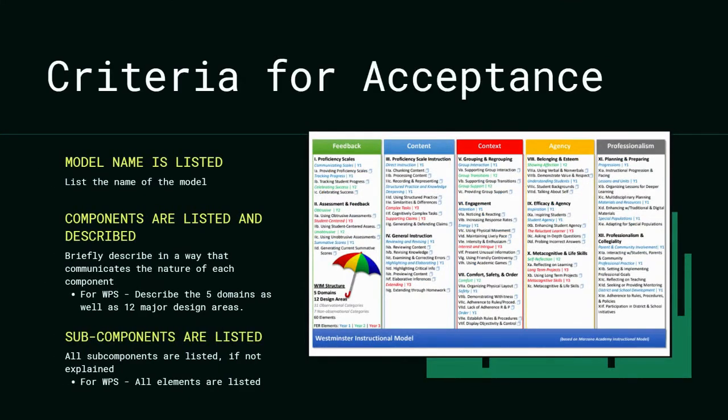Criteria for acceptance. On Task 1A, the model name must be listed. The major components are listed as described. Briefly describe in a way that communicates the nature of each component. For WPS, you need to describe the 5 domains as well as the 12 major design areas.